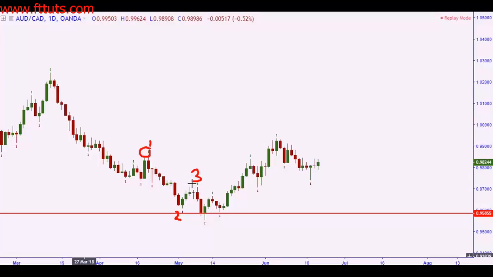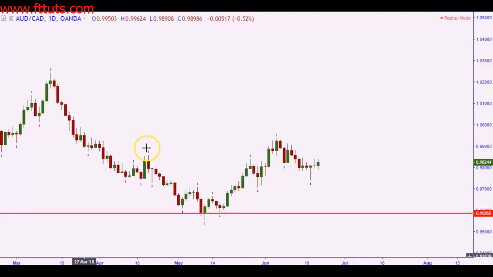Alright, so we have the 1, 2, 3, and we violated 2. So now we have a 1, 2, 3, 4 structure. So violating 2 confirms the 1, 2, 3 continuation move. Alright, but if you violate 3, that confirms the 1, 2, 3 reversal move. Now on here we did not violate 3, we violated 2, so the continuation was to the downside.